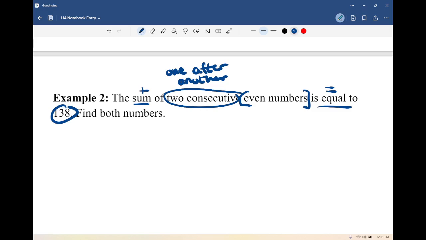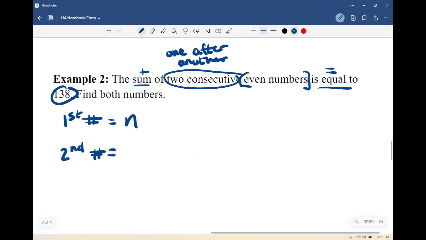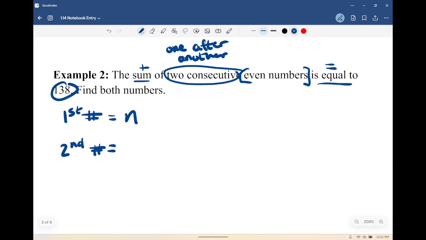The reason I'm saying this is because if I need to know what these numbers are, my first number, I'm just going to call n. But the second number, well, to go from the first to the second, what did I say I have to do to it? Add what? 2. So this is n plus 2.